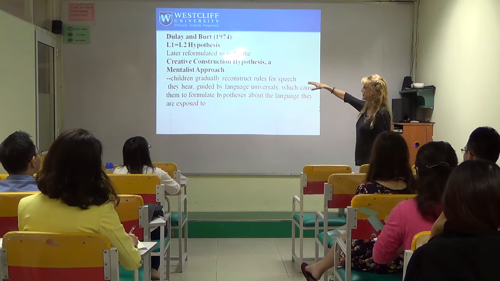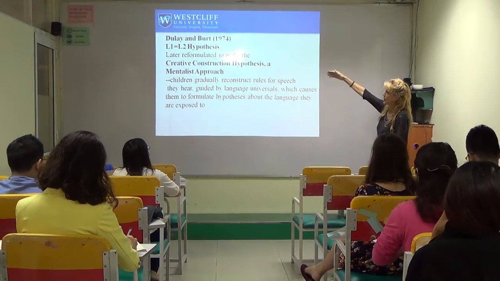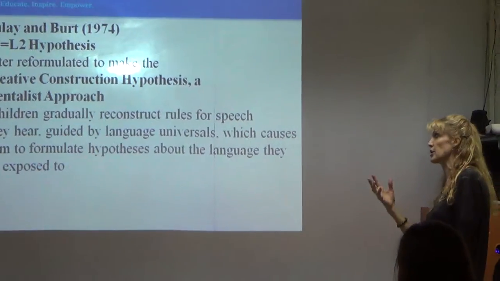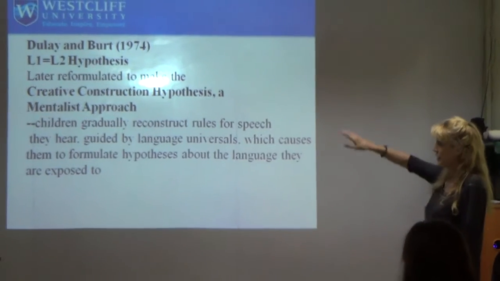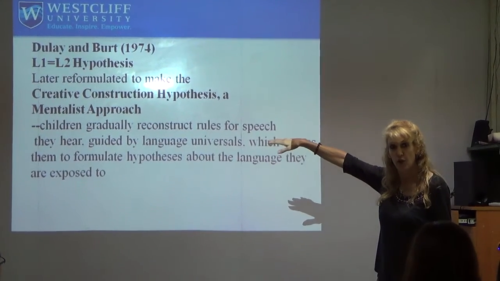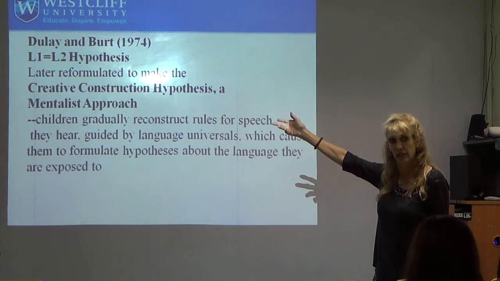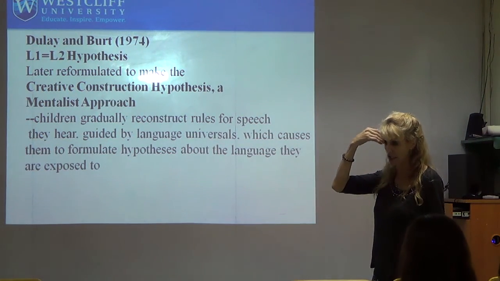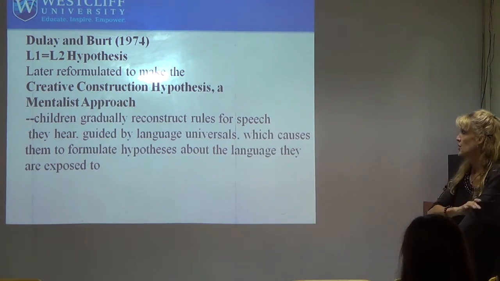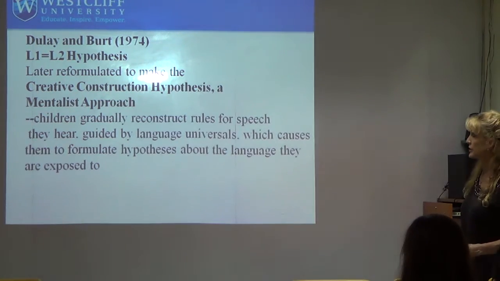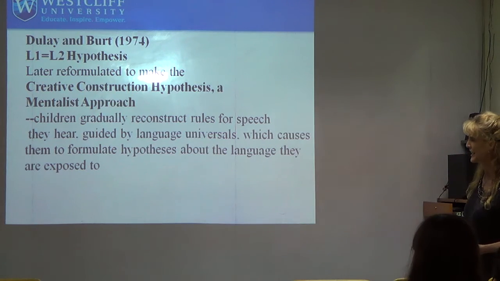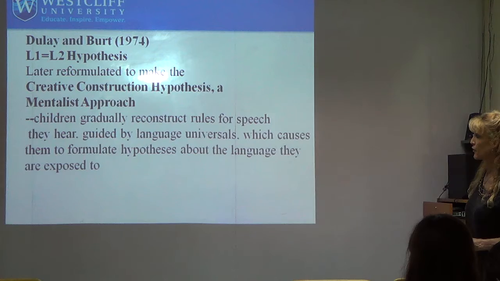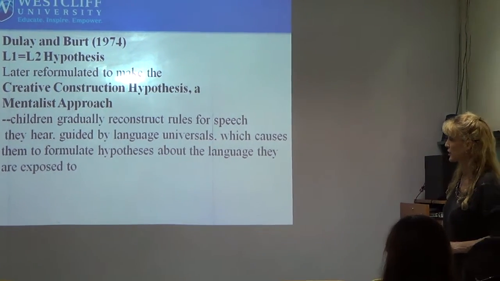So this is kind of where it starts. And so what they're saying is that the L1 equals L2 hypothesis, later they changed the name of it and they called it the creative construction hypothesis. And it's also a mentalist approach, which is the same thing as cognitive, right? It means the mind. A mentalist approach is taking the mind into consideration, so you might see this word also. So what they're saying is that children gradually reconstruct rules for speech they hear, guided by language universals, which causes them to formulate hypotheses about the language they are exposed to.